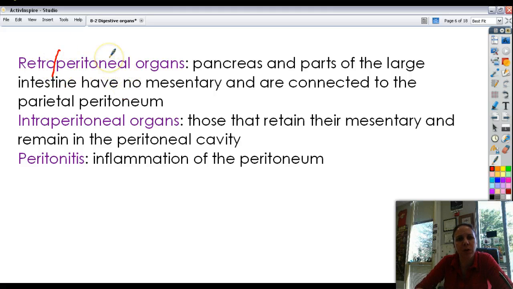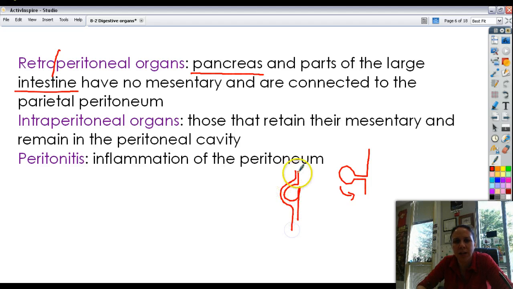Retro means backwards, like back in the days. So in this case, it just means backwards. So the pancreas is one of these. The pancreas and parts of the large intestine don't have a mesentery. They're connected directly to the peritoneum. So here's the peritoneum. Instead of going like this, it kind of did a little U-turn, and it's like this. And so there's kind of like a layer that just covers it all, and it just becomes one with the back wall. So we call those retroperitoneal organs because they kind of fused back into the back wall.